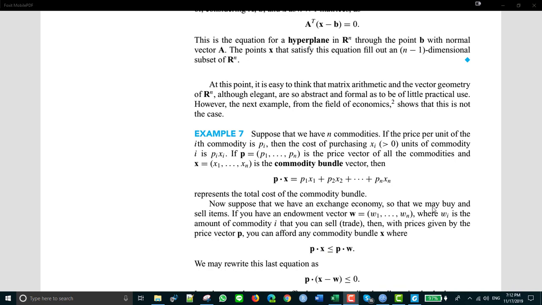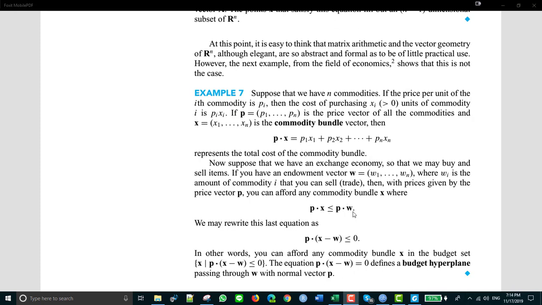Now suppose you have an exchange economy, so we may want to buy and sell items. They call something an endowment vector. This is somehow the amount of the ith commodity that you can sell. So this is the amount that you can sell of the first commodity and so on. So how much can you afford? This is the most that you can afford. So you can afford any commodity bundle like this as long as it's less than or equal to that.